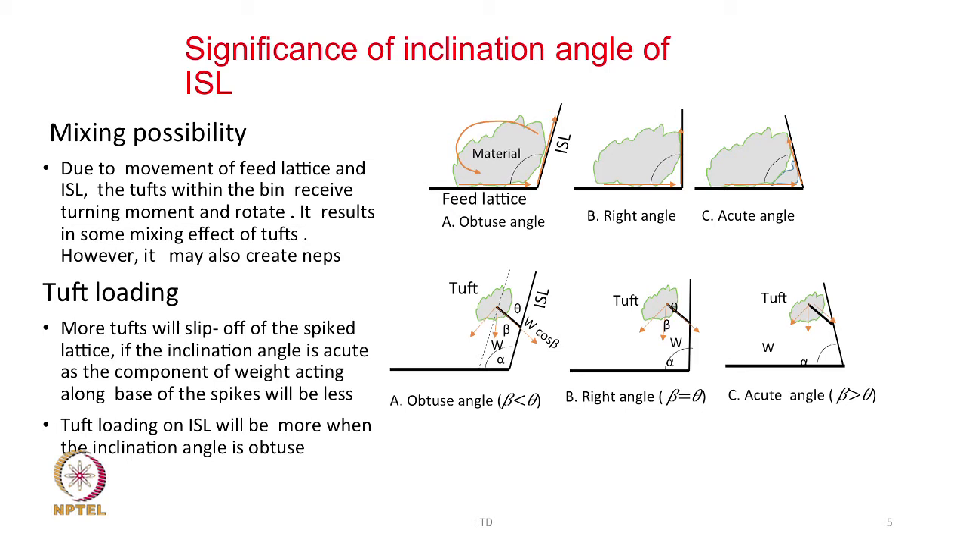And hence, what is normally done by all the machine manufacturers is that the spike lattice is inclined with respect to the horizontal lattice, and that angle is usually an obtuse angle.